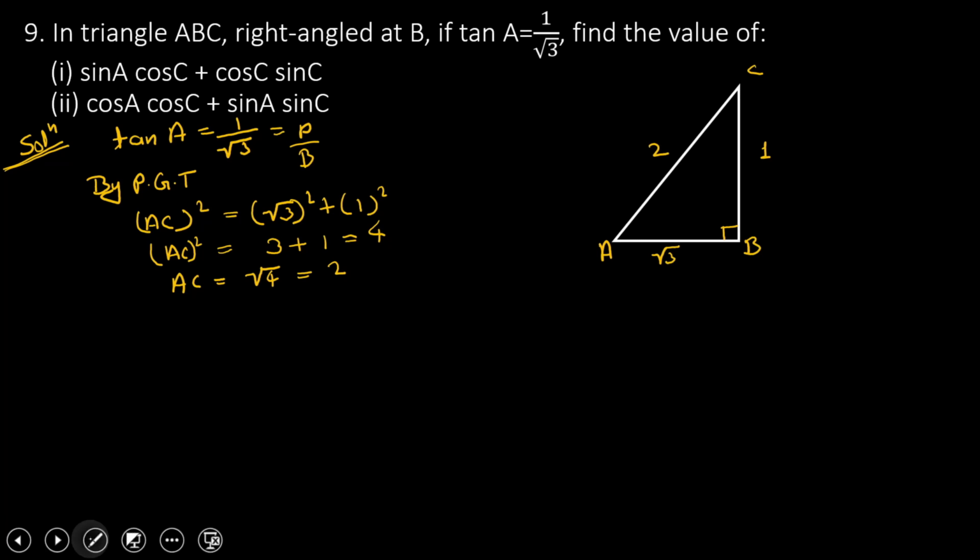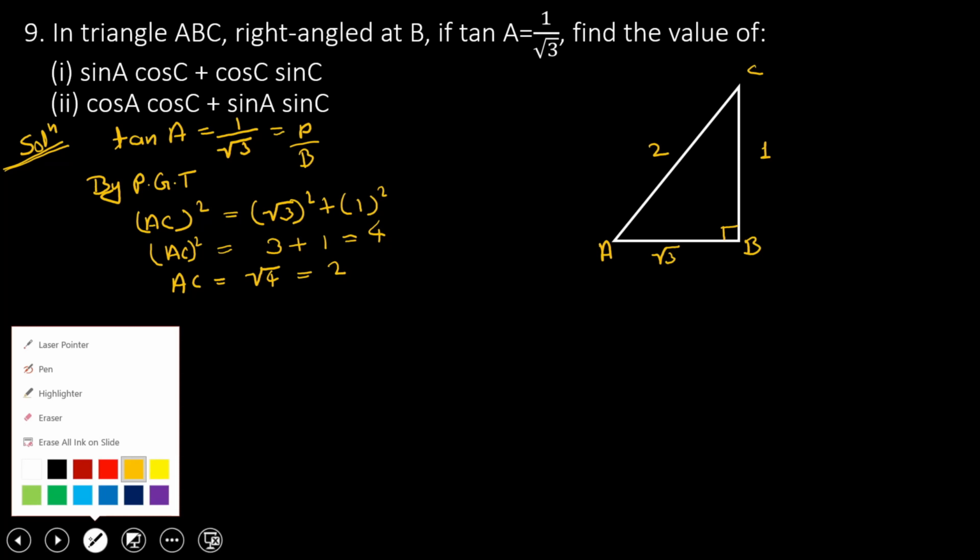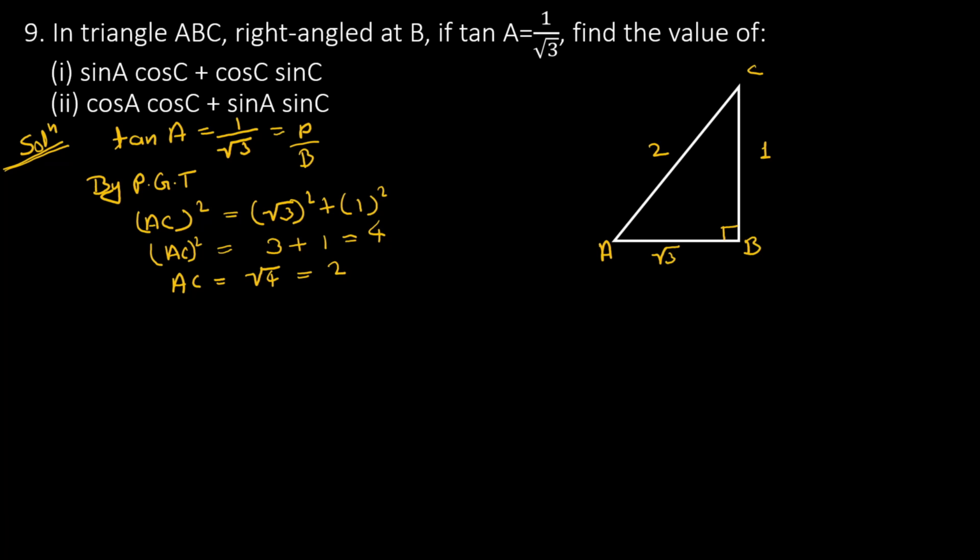Now we will find sin A, cos C and cos A, sin C, all these values separately. So let's find it. Firstly we will find sin A. Sin is perpendicular upon hypotenuse. Perpendicular is 1 and hypotenuse is 2.